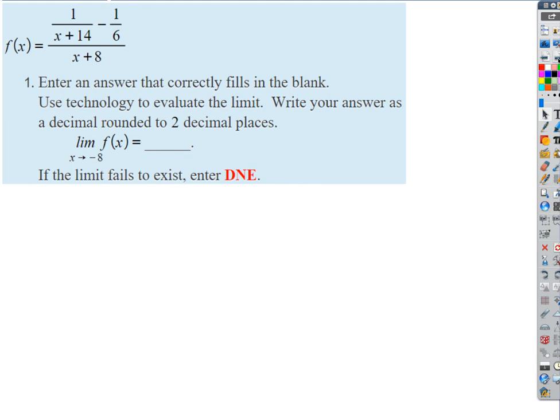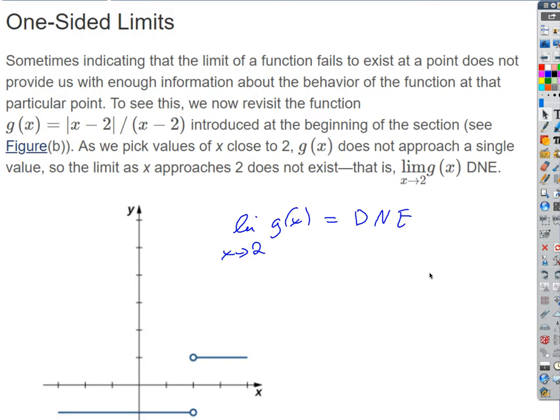So for today, close everything up. I need your undivided attention here. We're going to take a look at one-sided limits.